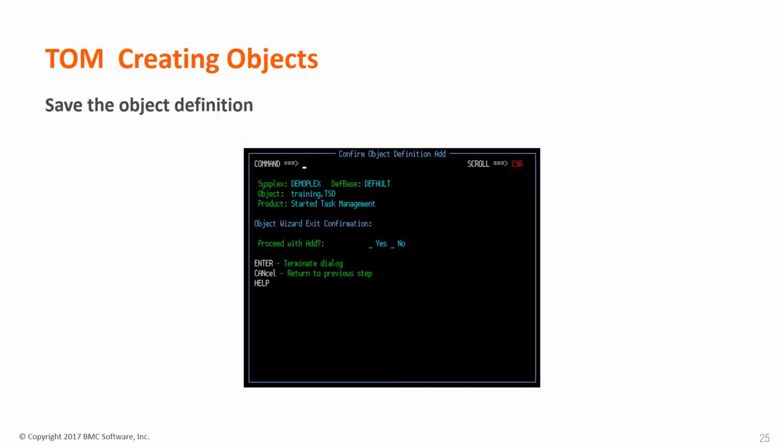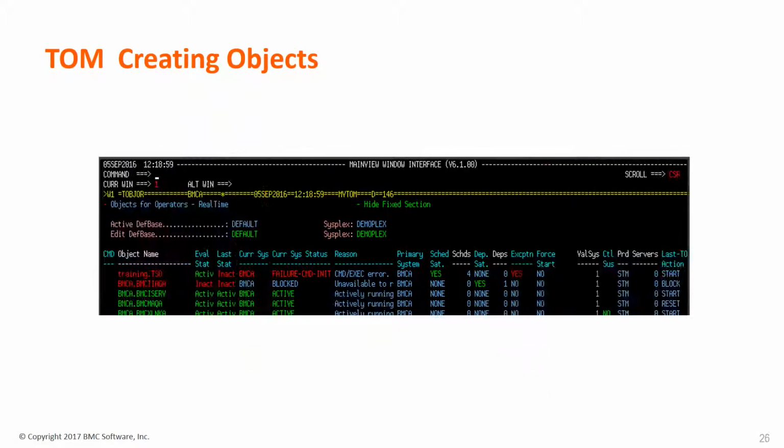Once we've finished modifying our object definition, we can press PF3 and TOM will display a confirmation panel like this. Select yes and then press enter and the object will be added to the definition base. As you can see here, the training.tso object is now in the definition base for TOM.